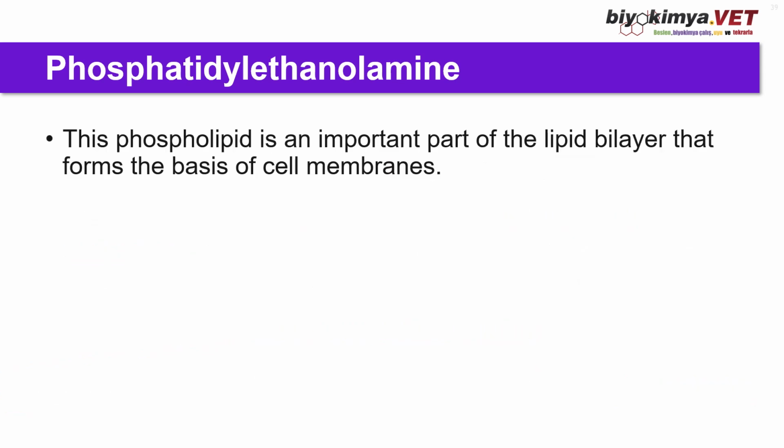This phospholipid is an important part of the lipid bilayer that forms the basis of cell membranes. The specific regulation of phospholipids in the membrane is crucial for maintaining its structure and function. And phosphatidylethanolamine is found in all living organisms, and its distribution can vary between different cell types and organelles within cells.